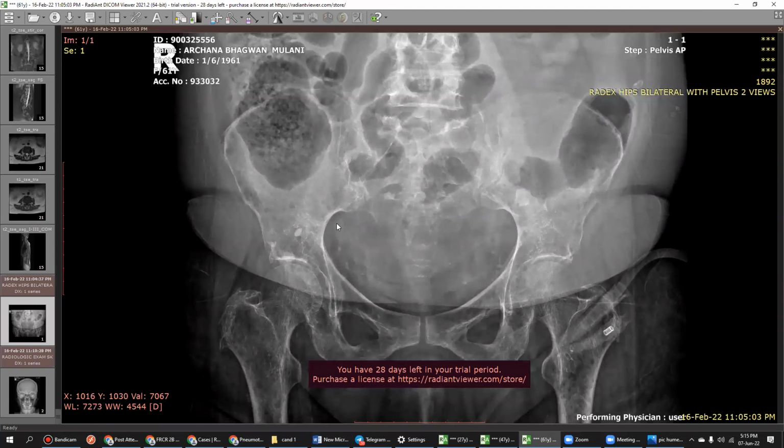Okay, so there are multiple lytic lesions in the bony pelvis, on both sides, and in the proximal femora. This gives me evidence of diffuse lytic lesions in the bone, and as the patient is old in age, my first diagnosis could be multiple myeloma. However, I can't differentiate it from lytic metastasis. So multiple myeloma or metastasis, and my third possibility could be lymphoma.